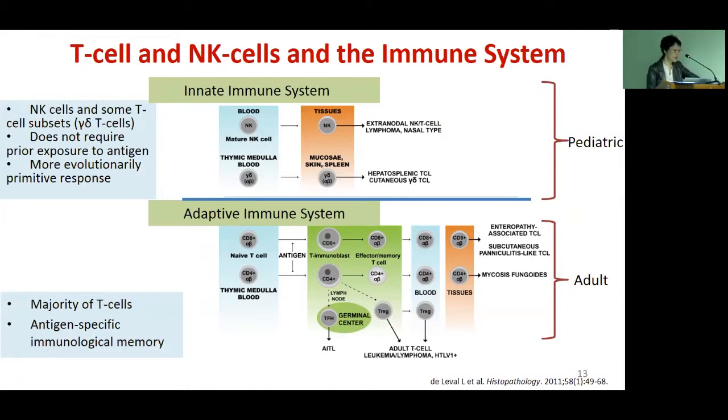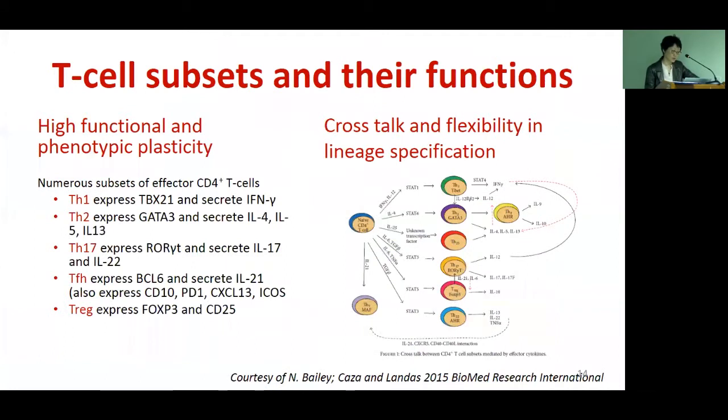They don't require prior exposure to antigen, and their response is quite evolutionarily primitive. Turns out many pediatric-focused T-cell malignancies arise from T cells in this part of the immune system. The adaptive immune system represents the majority of T cells. They're antigen-specific, immunologic memory T cells, and many of our T-cell lymphomas that occur in the adult population arise from T cells that function in this part of the immune system.